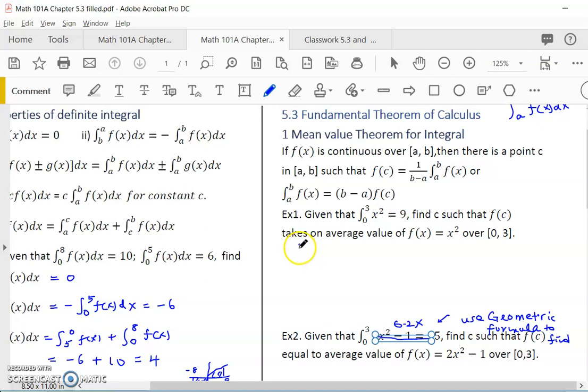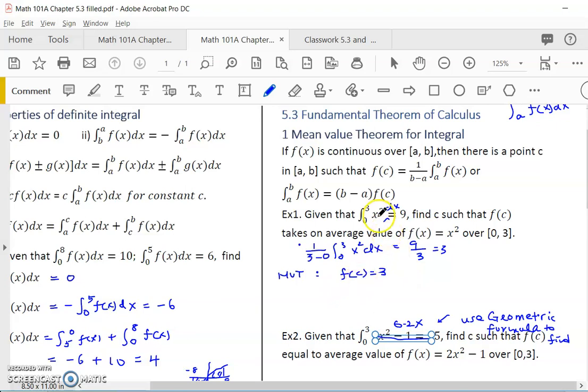So what is the average value? The average value would be 1 over b minus a, which is 3 minus 0, times this integral of x squared dx. That should be a dx here. And that would be 9, because it's given to us as 9. 9 over 3 is equal to 3. And the mean value theorem for integrals guarantees that f of c equal to 3 must have a solution.